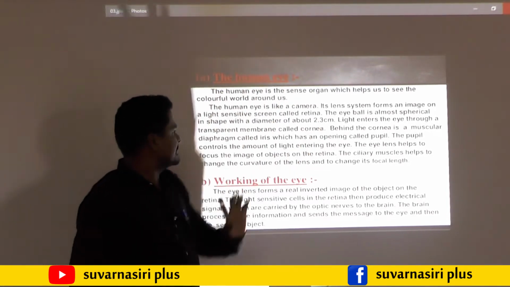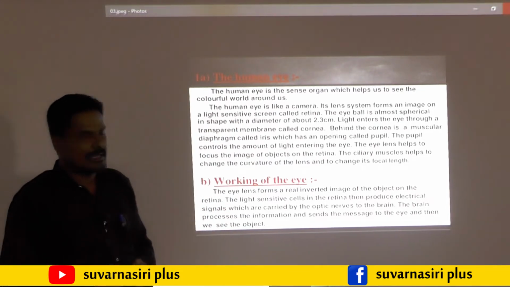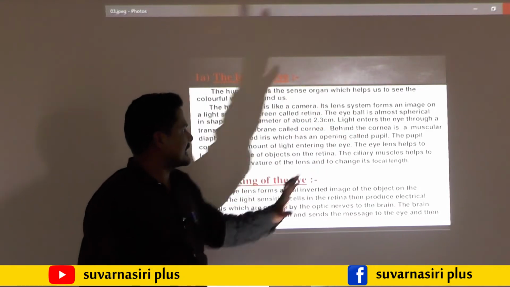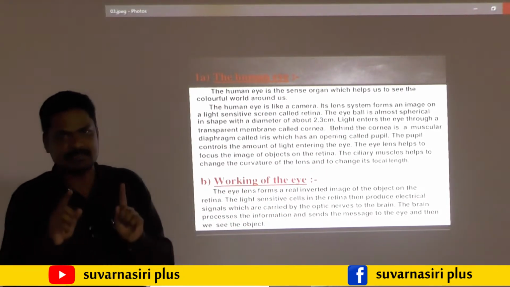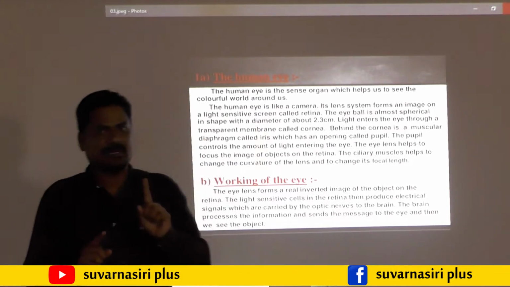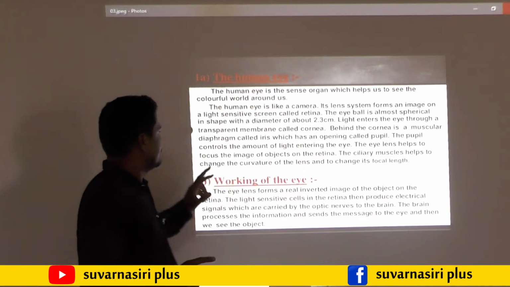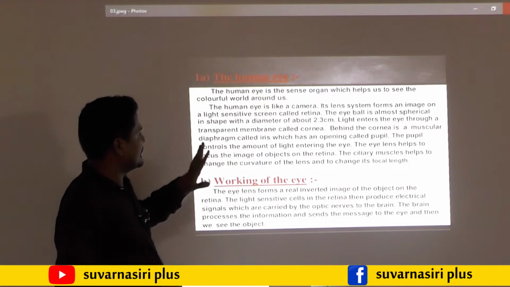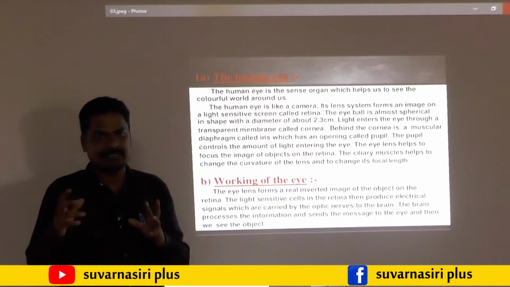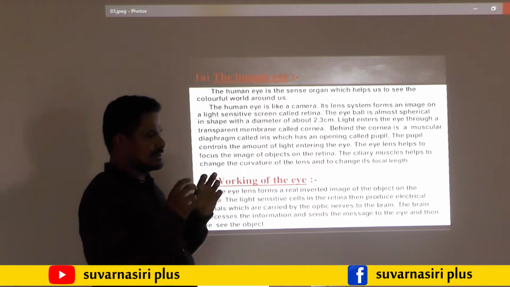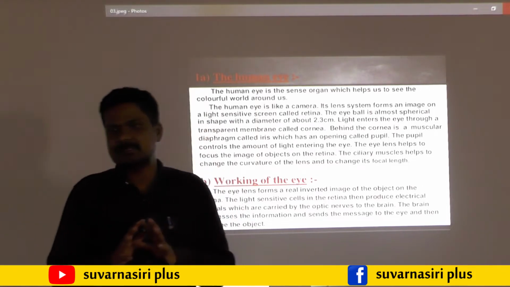So light enters through the transparent membrane called the cornea. Behind the cornea is a muscular diaphragm called the iris. I already told that the iris is responsible for the different colors of the human eye. Behind the cornea there is an opening called the pupil. Through this pupil the light is entering into the eye, and due to that we can see the object. Without light we can't see the object.